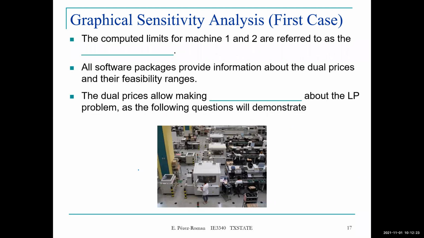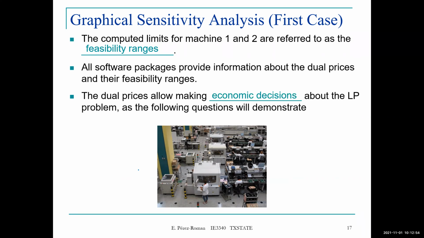So now that we know the computed limits for machines 1 and 2, they are referred to as the feasibility ranges. Okay, so that's what we call them. Software packages provide information about the dual prices and their feasibility ranges. So we will see that later on with Excel, maybe on Wednesday. The dual prices allow making economic decisions about the LP problem, as the following questions will demonstrate.